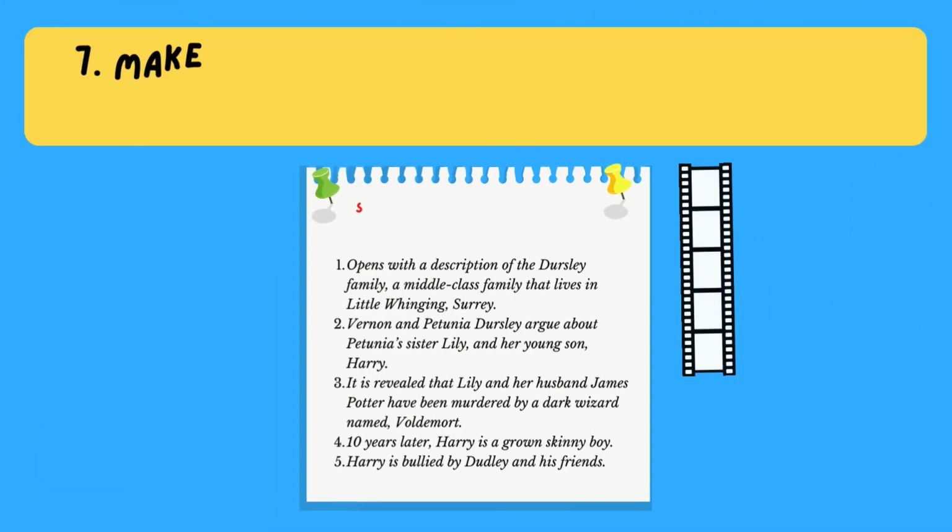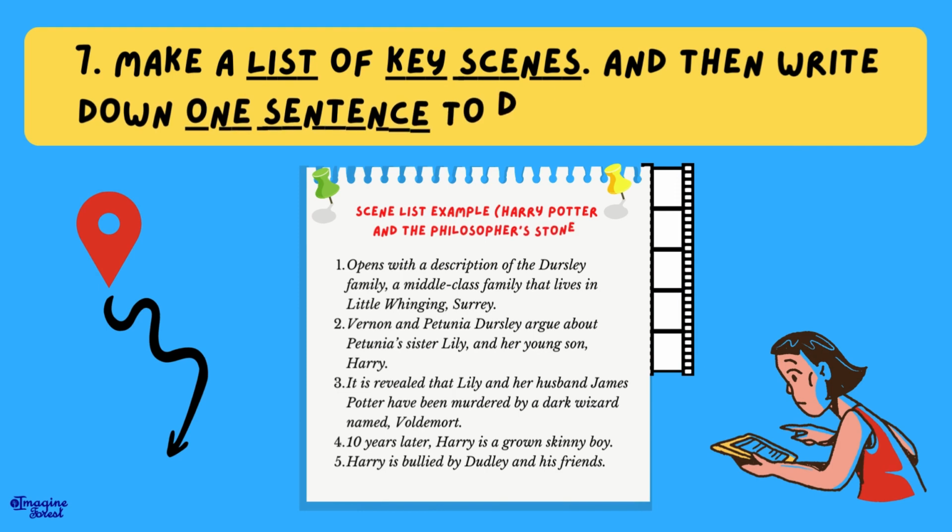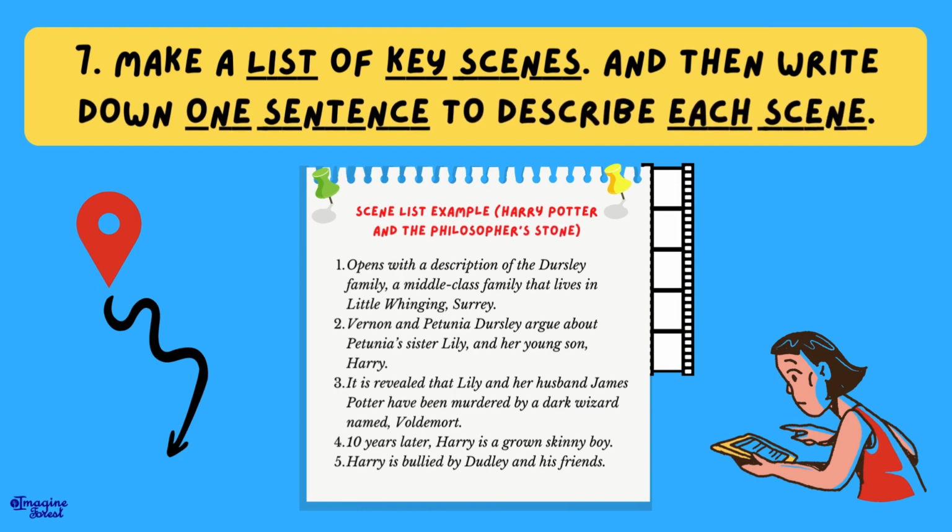Step 7. Make a list of key scenes, and then write down one sentence to describe each scene. When doing your scene list, think about the beginning, middle, and end of your story. What key moments will happen at each stage? You can use your paragraph summary from Step 4 and break this down into multiple smaller scenes. Here is a preview of the scene list from Harry Potter and the Philosopher's Stone.